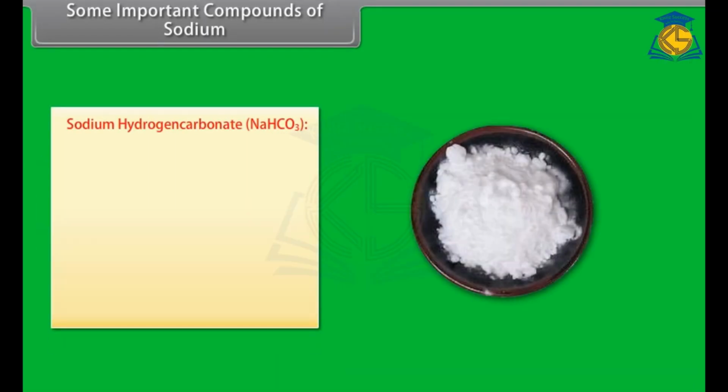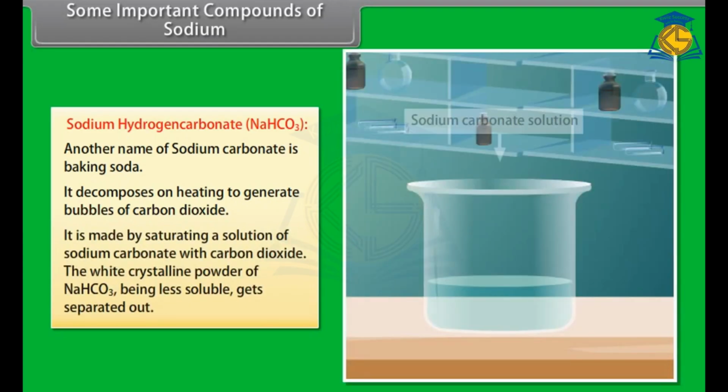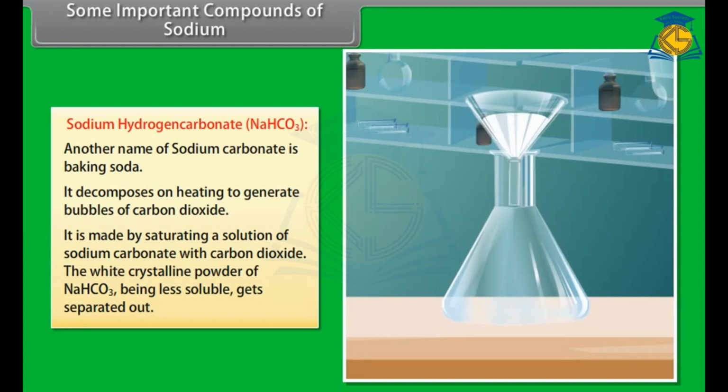Sodium hydrogen carbonate. Another name of sodium hydrogen carbonate is baking soda. It decomposes on heating to generate bubbles of carbon dioxide. It is made by saturating a solution of sodium carbonate with carbon dioxide. The white crystalline powder of NaHCO3, being less soluble, gets separated out.